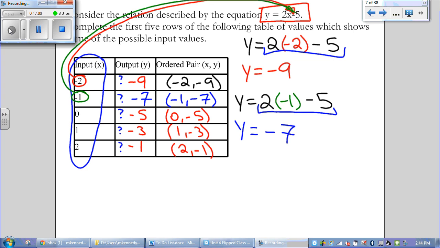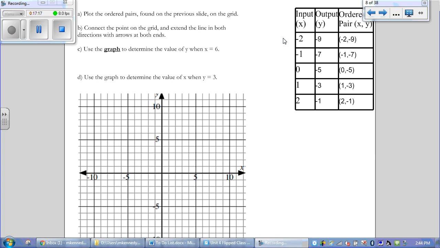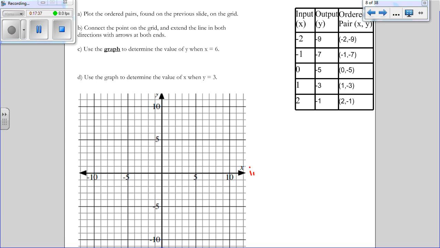On the next slide, that table of values is completed for you up here, so it should be the same one as we just had on the last page. And now we're going to try to use this table of values and these ordered pairs and transfer them onto a graph to see what it looks like. So part A says plot the ordered pairs found on the previous slide. The x-axis is always your inputs. The y-axis is always your outputs.